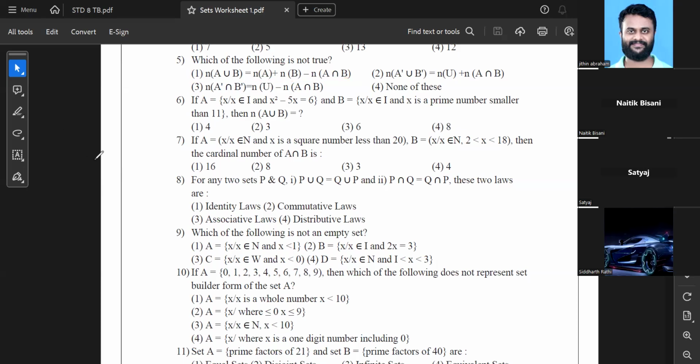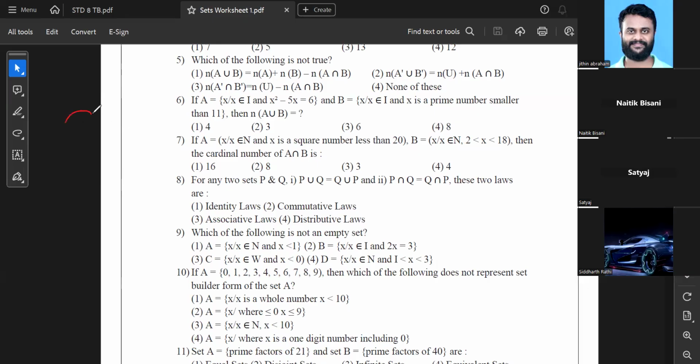Done, sir. Now, this was the logic of the first one. So the first one is true. Let's see the second one. If we think about the second one, the number of elements in A complement. A complement means whatever is not in A.